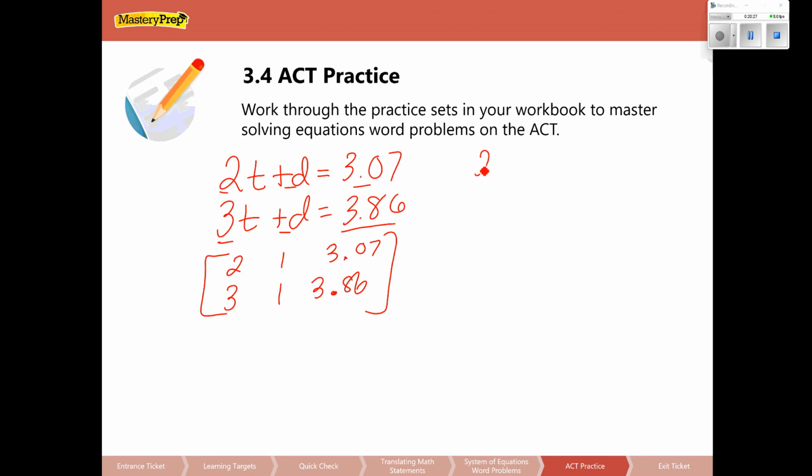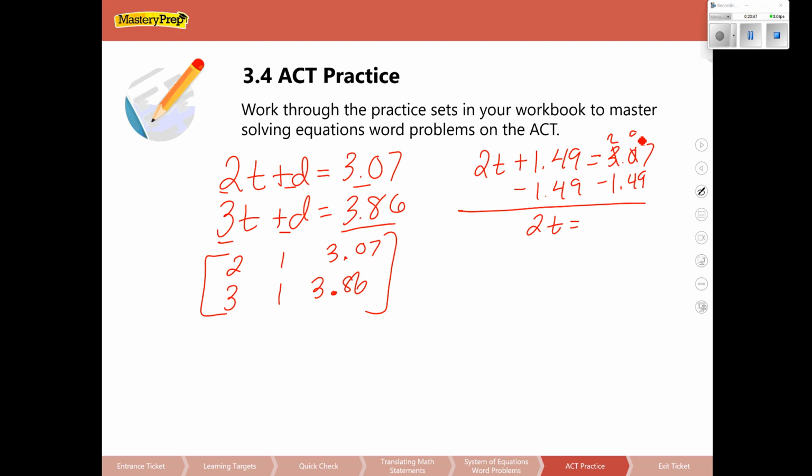So if I put it in the first equation, 2t plus 1.49 equals 3.07. I could solve this, yes? Because we could subtract 1.49 from both sides, which tells us that 2t is equal to 3.07 minus 1.49, which is 1.58. Yes. Divide by 2, telling us t is equal to 0.79.